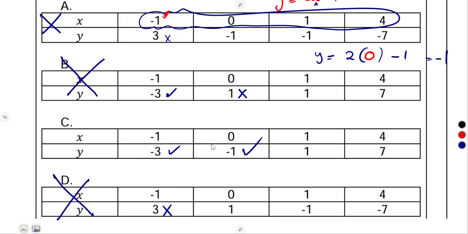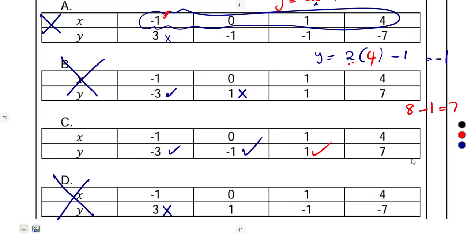But anyway, let us finish and see if x is 1. Are we going to get the same answer, which is 1, when x is 1 here? 2 times 1 is 2, then minus 1, that's a 1. As we can see, that's a 1. All right, let's move on to the other one. When x is 4, we substitute 4. 2 times 4 is 8, minus 1, which is 7.